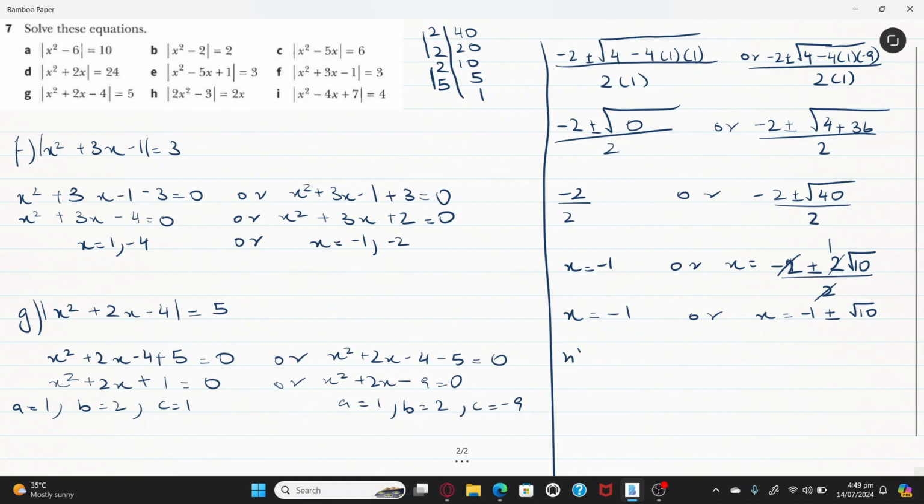For part H, we have the modulus of 2x squared minus 3 equals 2x.